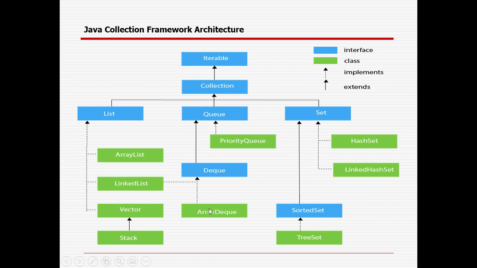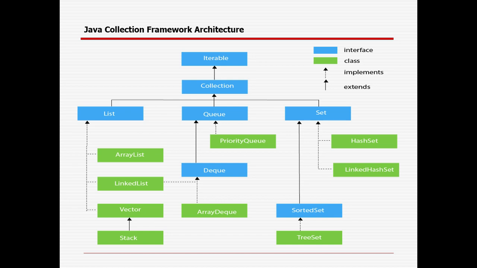ArrayDeque is implementing the Deque interface. The Deque interface is extending the Queue interface, whereas the PriorityQueue class is implementing the Queue. HashSet and LinkedHashSet are the classes implementing the Set interface. TreeSet is implementing the SortedSet interface, whereas the SortedSet interface is extending the Set interface. So that is the way you need to understand the logic. I will cover each and every component, no need to worry.